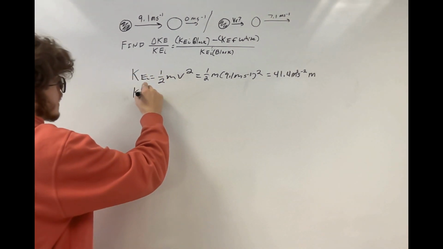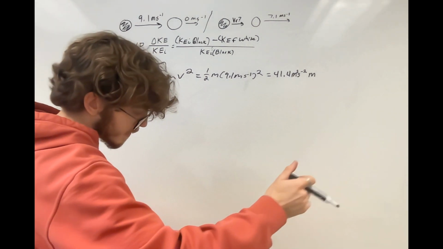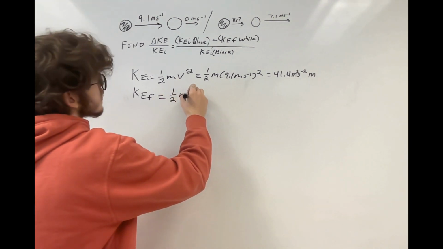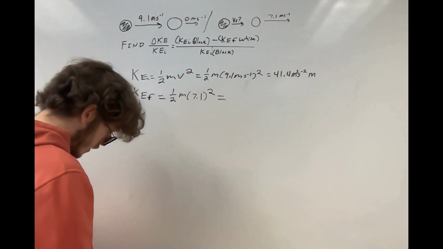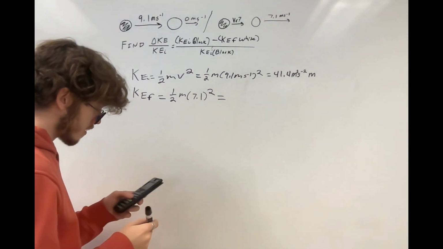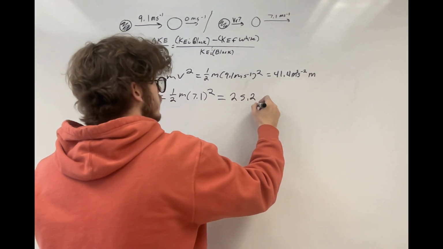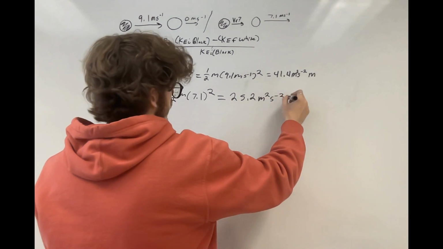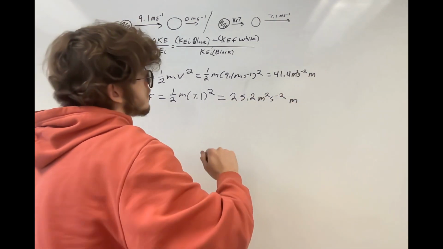Now let's find the final kinetic energy, right? So we convert all that kinetic energy to move the white ball. What is that? Well, it's going to be 1/2 mass velocity squared, so 7.1 squared. That's going to give us 25.2 meters squared per second squared times mass, right? So these really are a Newton meter. They're just spelt out a little more.